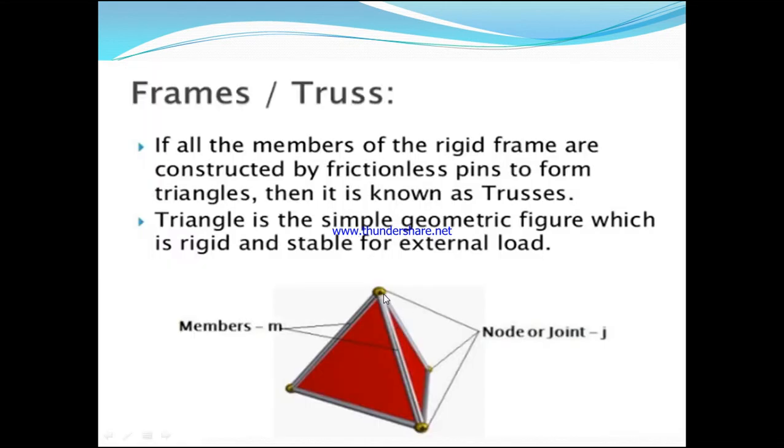See guys, these points are known as the nodes. The joints where the members are connected are known as the nodes. If all the members of the rigid frame are constructed by frictionless pins to form triangles, then it is known as trusses.